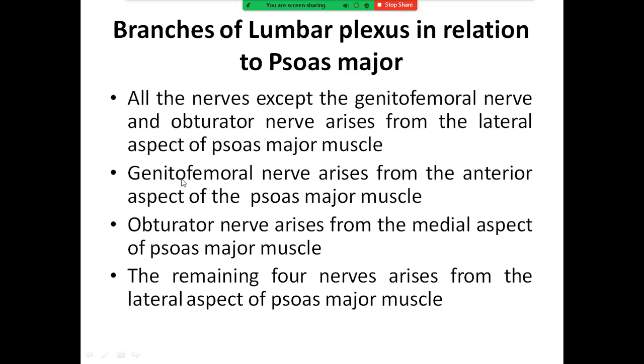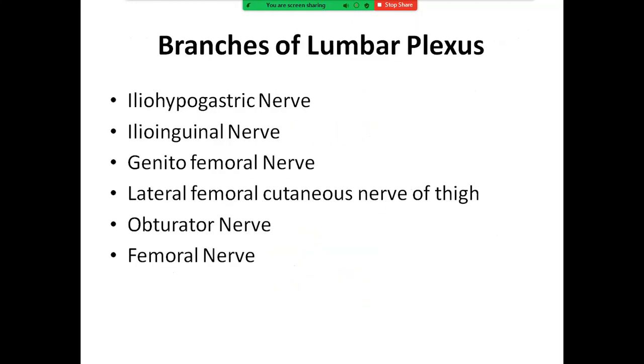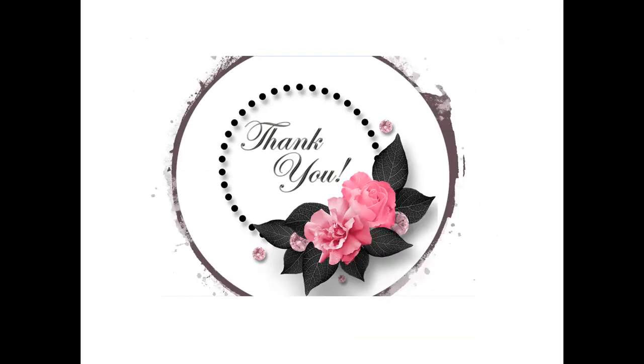And of these 2 nerves, the genitofemoral nerve arises from the anterior aspect of the psoas major muscle, and the obturator nerve arises from the medial aspect of the psoas major muscle. The remaining 4 nerves arise from the lateral aspect of the psoas major muscle. So the lumbar plexus is in correlation to the psoas major muscle. So that's it with the lumbar plexus.